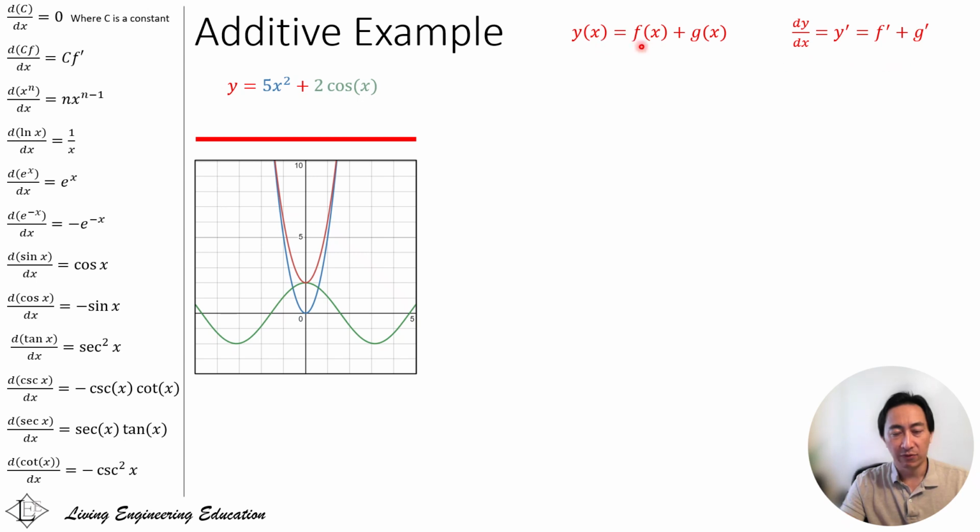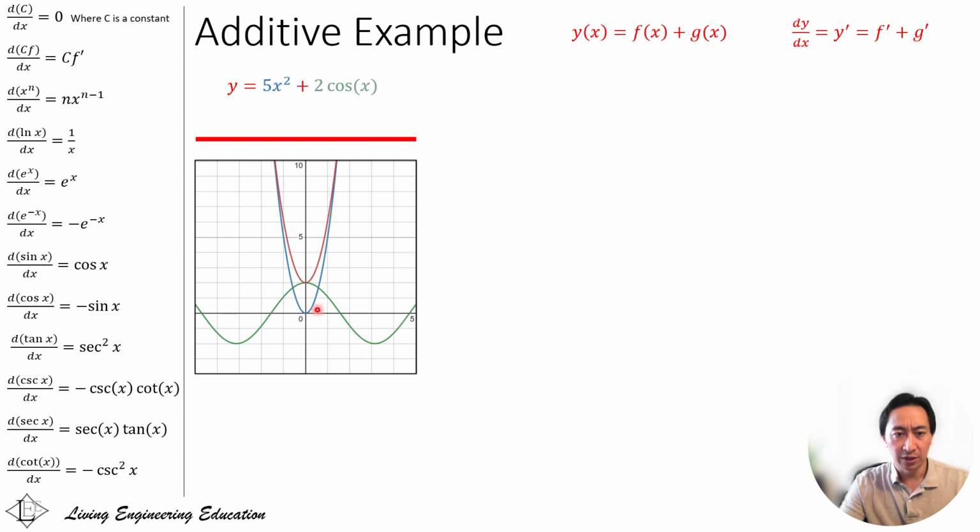The derivative of function f and derivative of function g can be individually solved for and then just added together. So my function here in this example is y is equal to function f, 5x squared, plus the function g, 2 cosine x. And so down here, I've drawn each of these individual terms. So in blue is 5x squared. In green is 2 cos x.